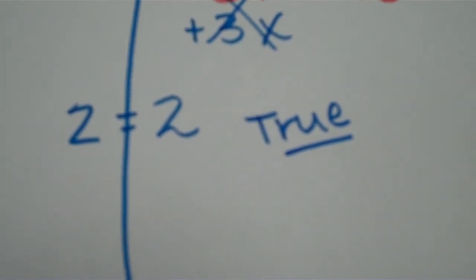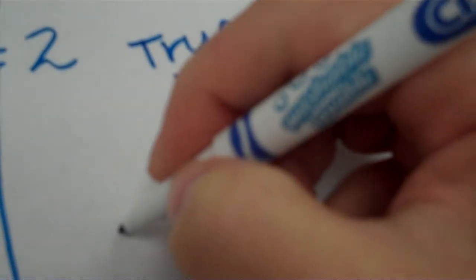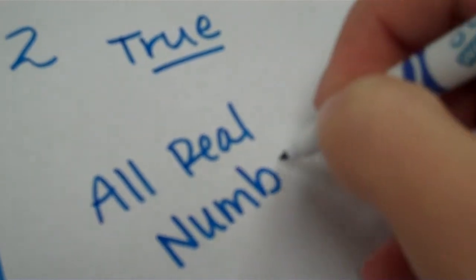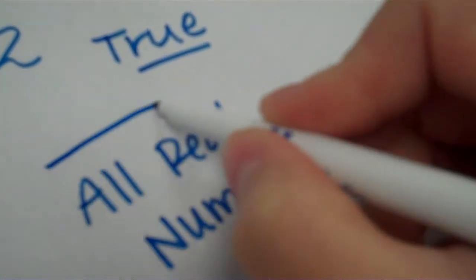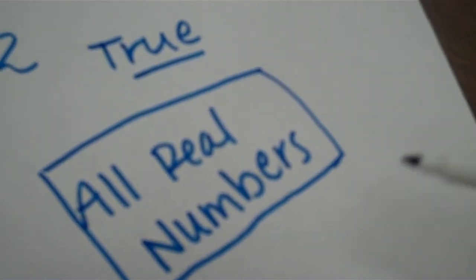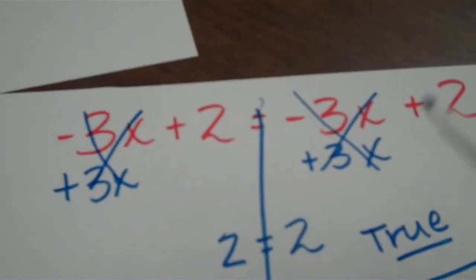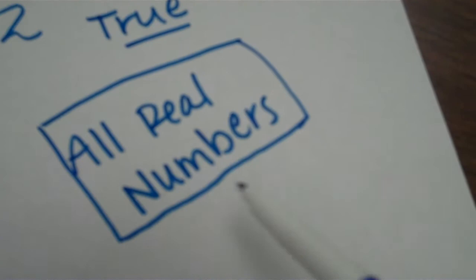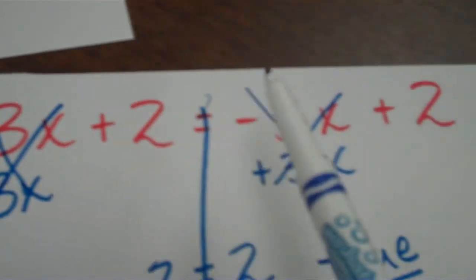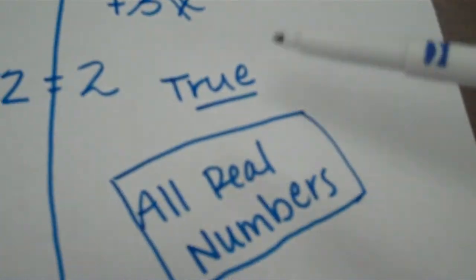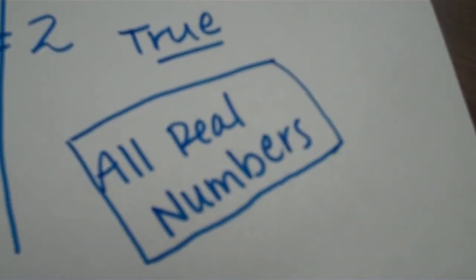Okay, that is true. And how we write it in math is all real numbers, which you may have seen in algebra. Let me explain what that means as I'm writing it. All real numbers. What that means is that if you put any number in there, it'll be true. Okay, I could put in -5, I could put in 20, I could put in 3072. It doesn't matter, it's true. And the reason why it's true and that it's all real numbers is because negative 3x plus 2 equals negative 3x plus 2. It's the exact same thing, right? So it's true that they're equal and it's all real numbers.